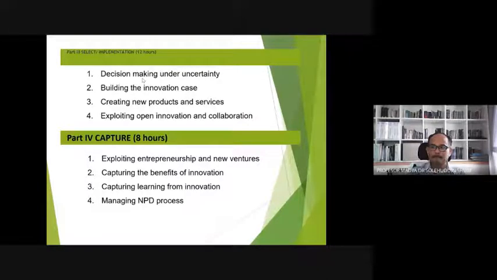And for next week, which is to capture, we're going to cover the topics on exploiting entrepreneurship and new ventures, capturing the benefit of innovation, capturing learning from innovation, and managing the NPD process.